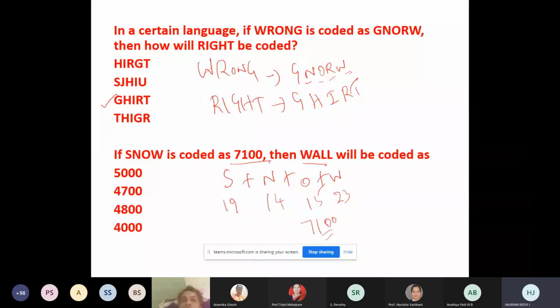So W plus A plus L plus L. The position value of W is 23, then A is 1, then L is 12, again L is 12. So just add all the values: 24, 36, 48. So with 48, add two zeros. So the answer is 4800. Okay.